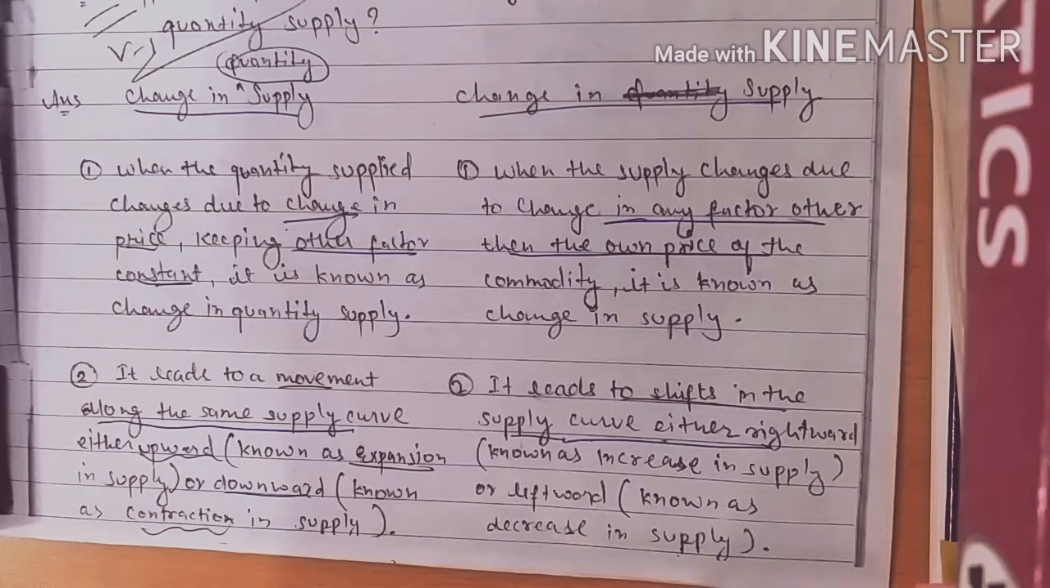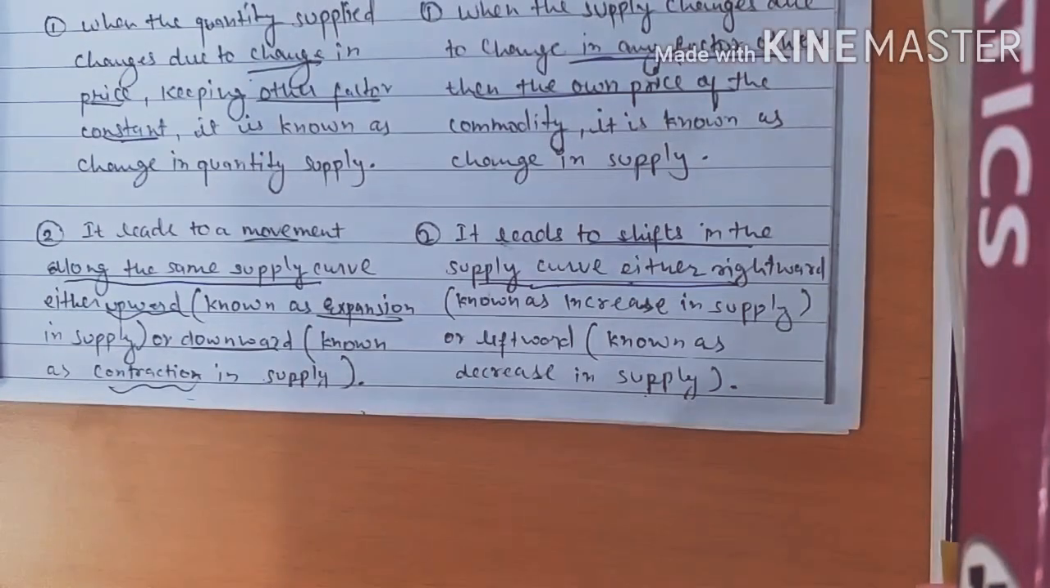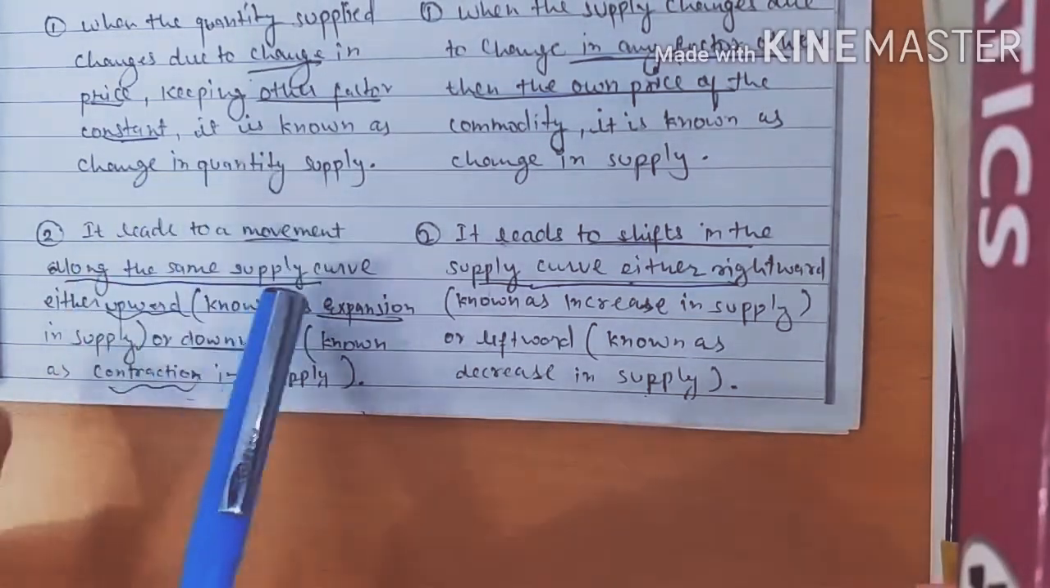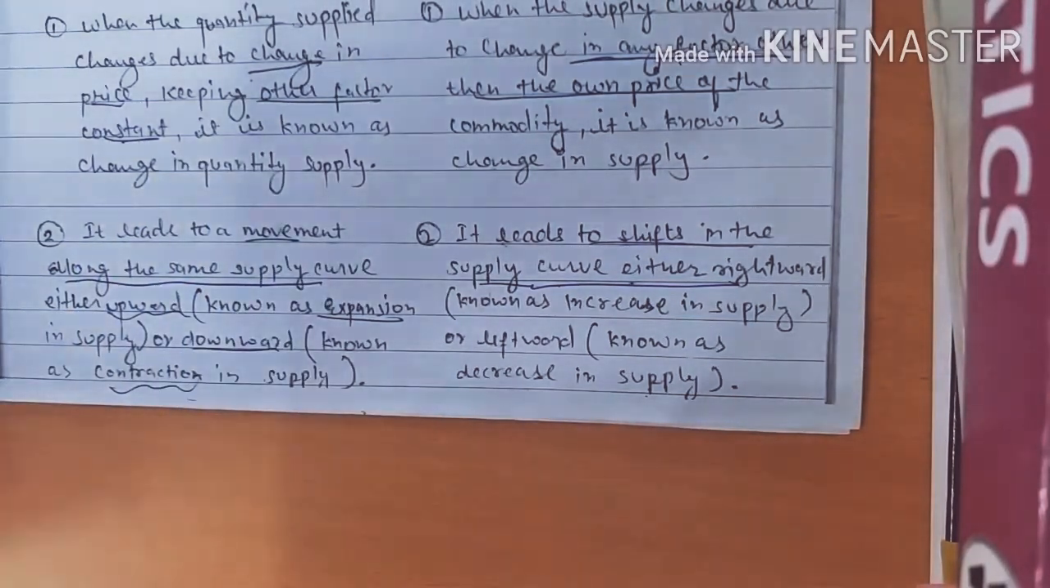I hope you remember the other factors. They are price of related goods, income, taste and preference, and for the market there are distribution of income and size of population. If you don't remember them, go and check out the previous video. Okay, it leads to a movement along the supply curve, either upward or downward. Upward is known as contraction and downward is known as expansion.